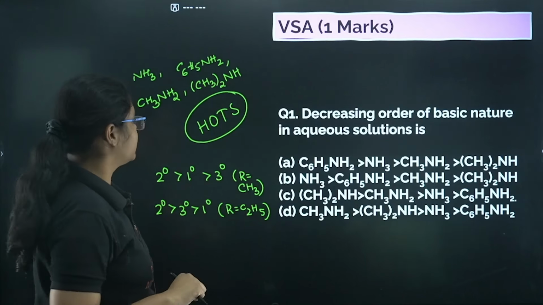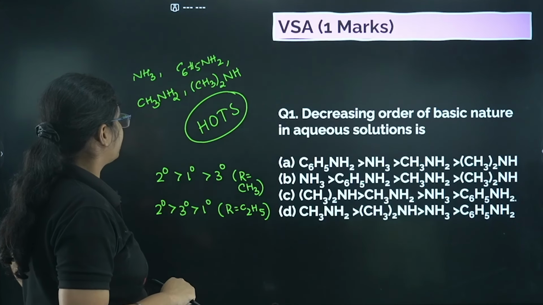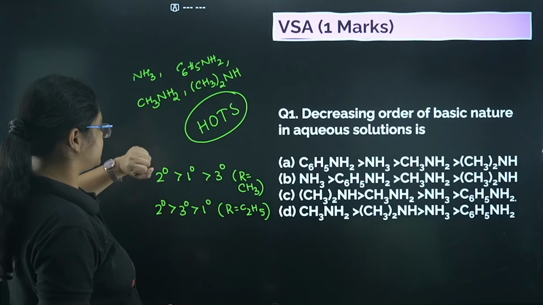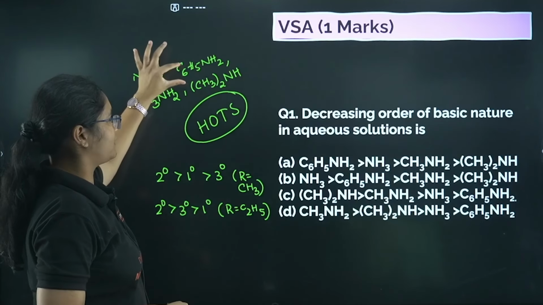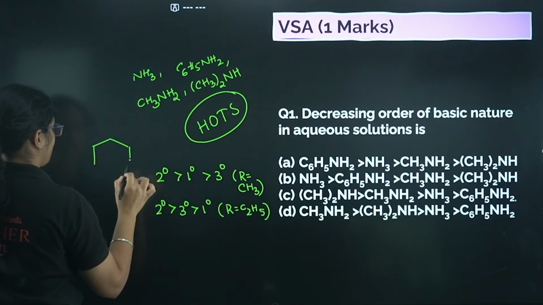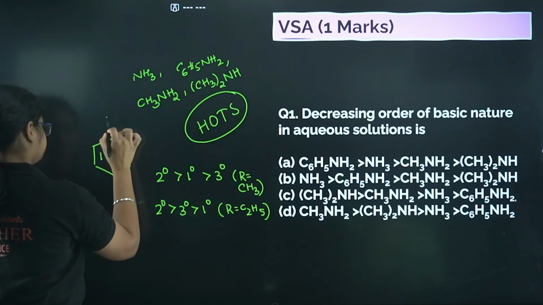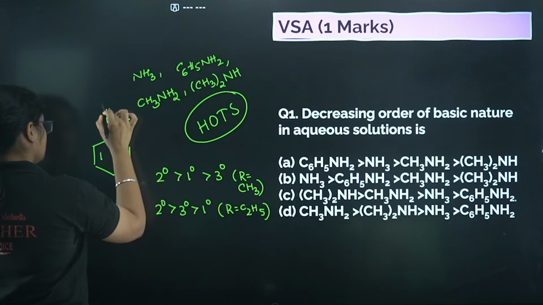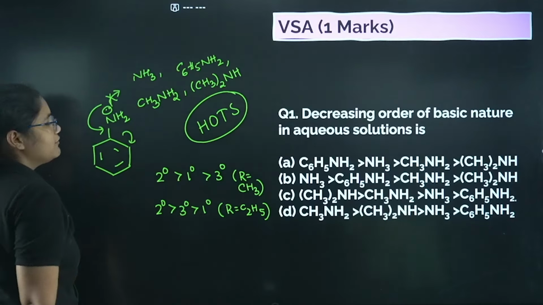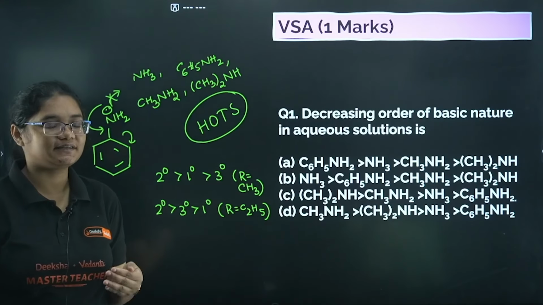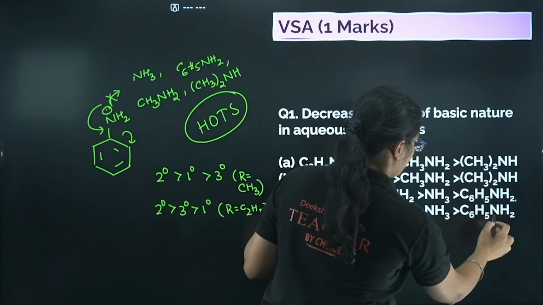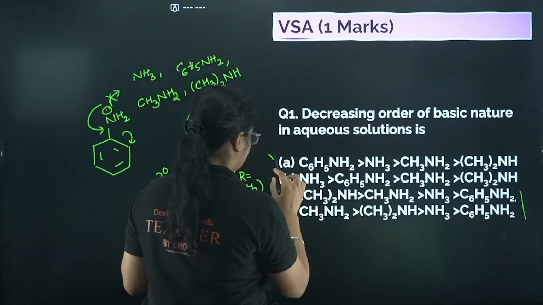Clear? Now you can see that these two groups will be more basic. This one will be the least basic. Why? Because this is aniline, and if you see its structure, the lone pair of nitrogen is involved in resonance. It is not available for donation, so its basicity will decrease. So the least one will be C6H5NH2, and I can eliminate this option.